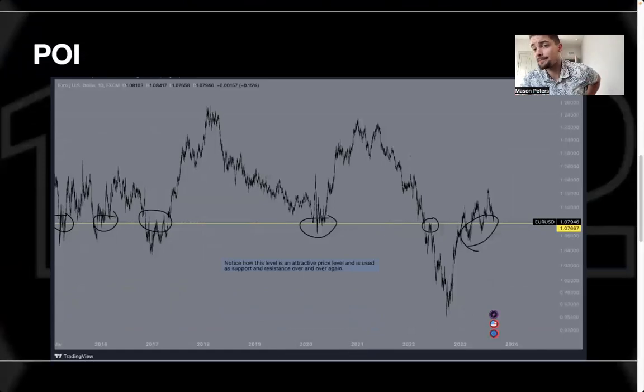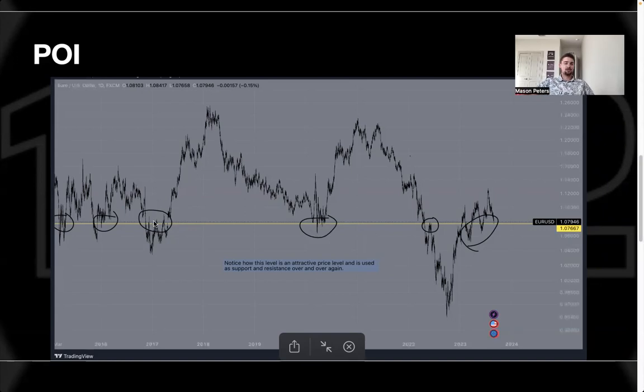Now, it is just a typical support line, but it's a high point of interest for investors. So it is revisited over and over and over again, which means it is a key point of interest. You can see I circled every time the market entered this price range where the reaction was very significant. We had extreme consolidation.